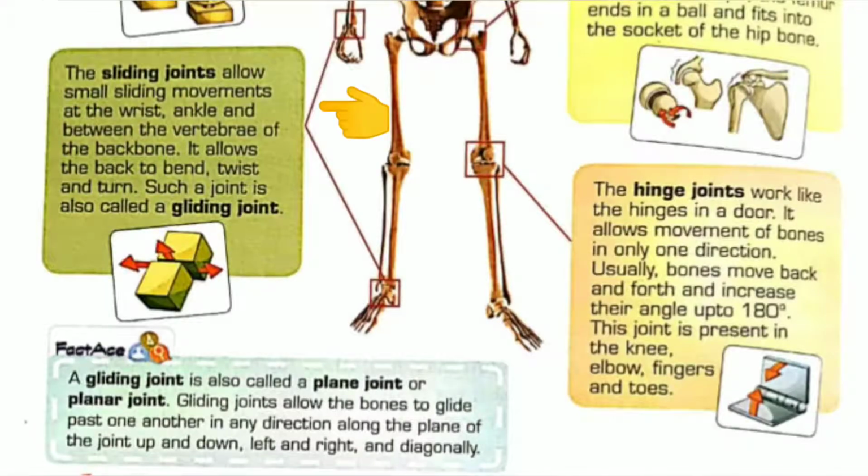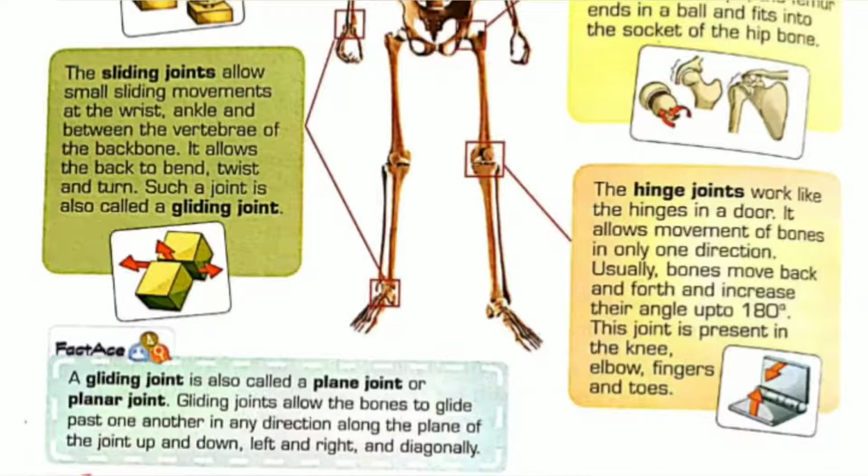The second one is the sliding joint, also called the gliding joint. This gliding joint allows the back to bend, twist and turn. This type of movement is allowed by the gliding joint, and this joint is present in the wrist, ankle and between the vertebrae of the backbone. Due to this joint only, we are able to bend our body.